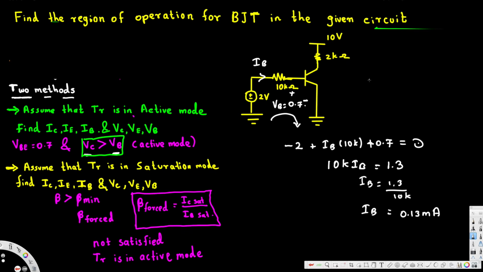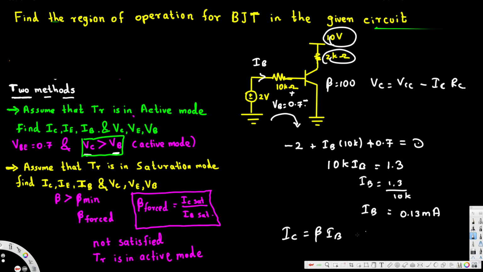To find VC, we use the equation VC is equal to VCC minus IC times RC. VCC is this top voltage right here, 10 volts. That's already known. IC we don't know, and RC is this one. To find IC, there's a formula. I forgot to mention the beta. Beta is equal to 100 here. IC is equal to beta times IB. We know IB, and beta is 100, so 100 times 0.13 is going to give us 13 milliampere. So 13 milliampere is IC.